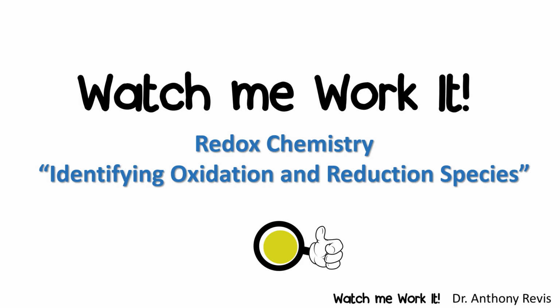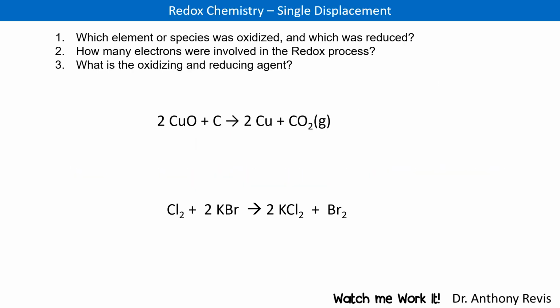Redox chemistry: identifying oxidation and reduction species. In redox chemistry, that is oxidation and reduction chemistry, there are generally three types of questions that frequently get asked. One, which element or species was or is oxidized, and which was or is reduced? Two, how many electrons were involved in the redox process? Redox involves movement of electrons and change in the oxidation state.